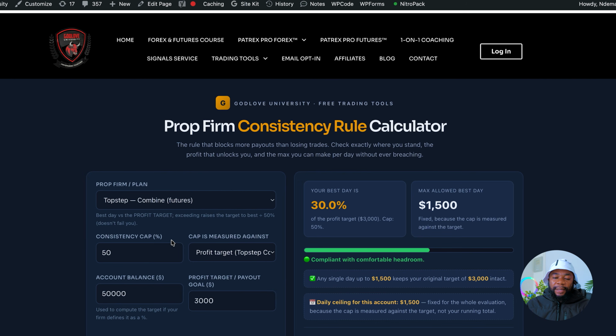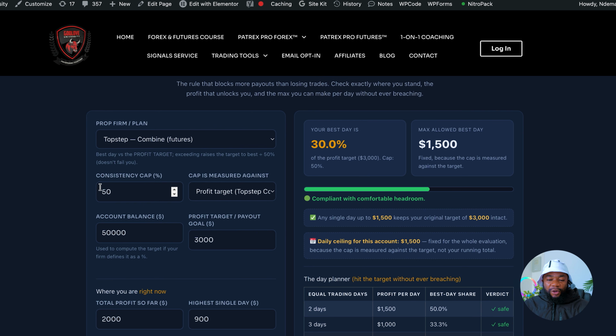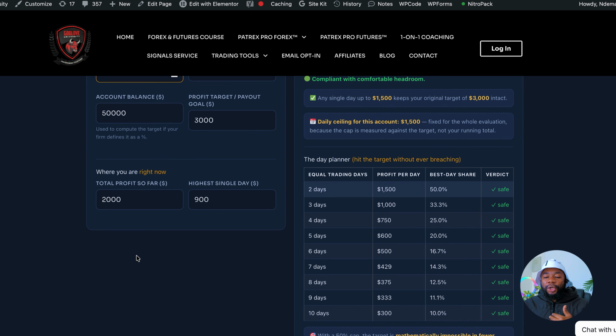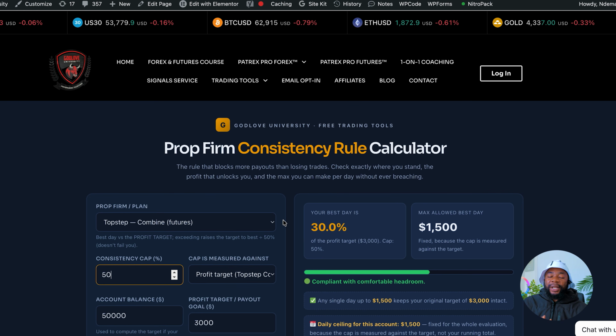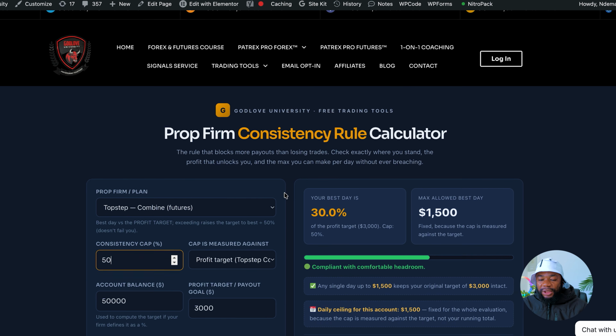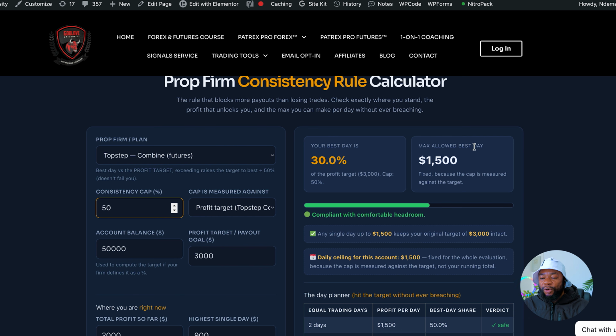And the last one here is just the consistency rule calculator. Self-explanatory. Let's just say a prop firm like Top Step or any other one, even in Forex, has a consistency rule of 50%. You want to calculate how much you can risk so that you can stay within a particular consistency. Since the prop firm is giving you a consistency rule of 50%, it means max allocated best day. Your best day shouldn't go above $1,500.